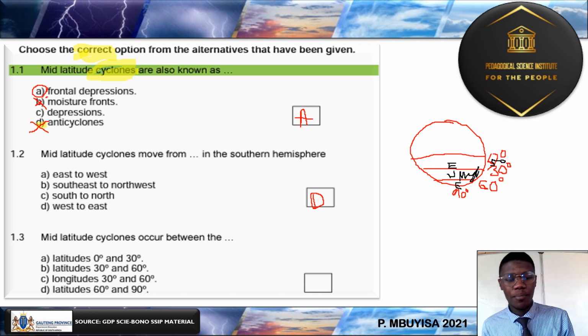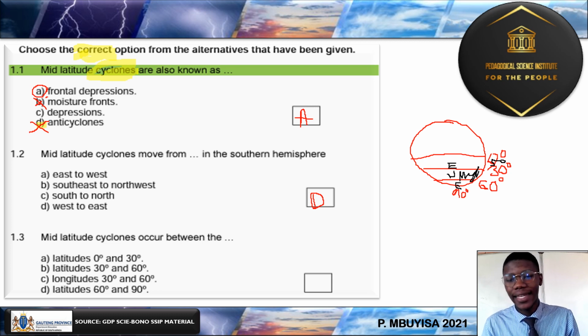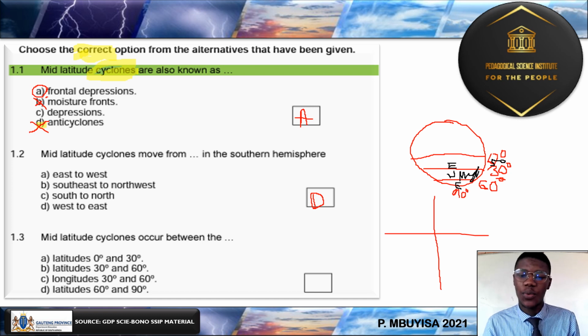And then we look at 1.3. Mid-latitude cyclones occur between. So we've answered that question. They occur between 30 and 60 degrees lines of latitude. Remember, this is a line of latitude. This is a line of longitude. And we say they form in the mid-latitudes. They are mid-latitude cyclones, which means they form in the latitudes, and those latitudes are 30 and 60 degrees, and that means B is the most correct answer.